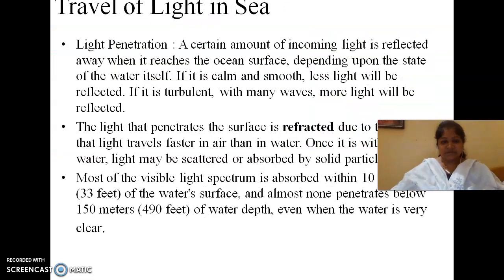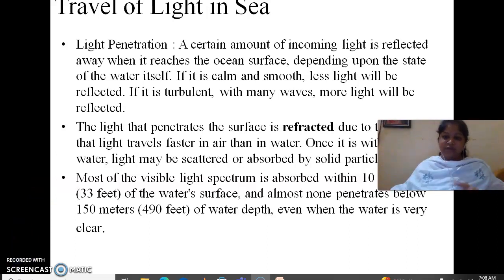Next is how light travels in the ocean. Basically, the interaction of light with particles includes reflection, scattering, and absorption. The first one is reflection. If sunlight falls on the surface of the ocean, some of it, about 20%, may not penetrate, some might be reflected back, and some may penetrate through the ocean surface.